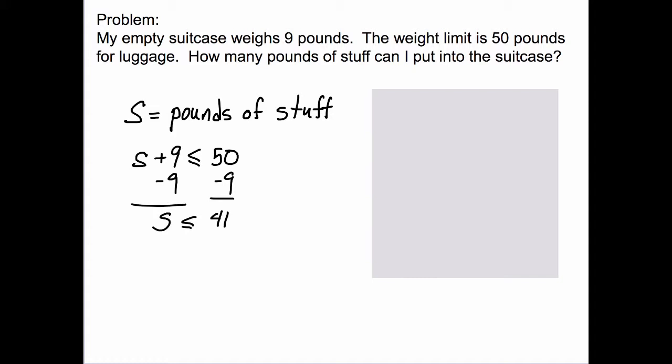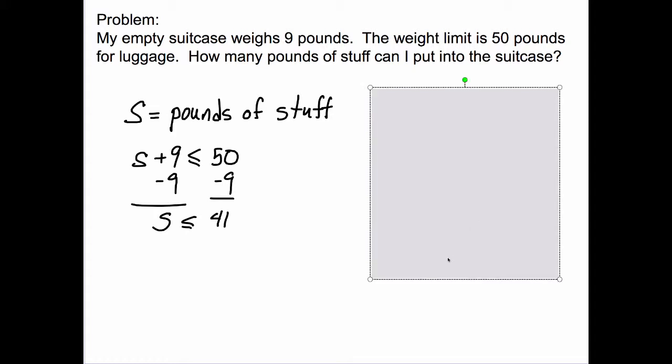Now let's check the answer. We really need to do 3 checks. We need to verify that a value less than 41 makes this inequality true, that a value of 41 also makes it true, and that values greater than 41 make it false. So let's see how that would work out.